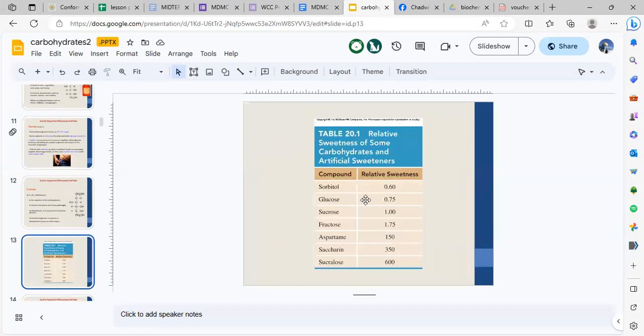As for the level of sweetness in naturally occurring carbohydrates, fructose is the highest, 1.75 on the relative sweetness scale. Here you have artificial sweeteners. You have sorbitol, aspartame, saccharin, and sucralose. So these are sugar substitutes.